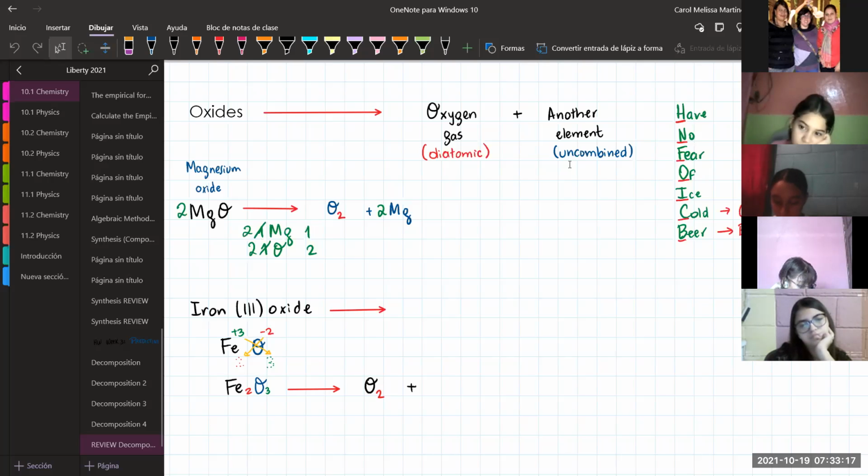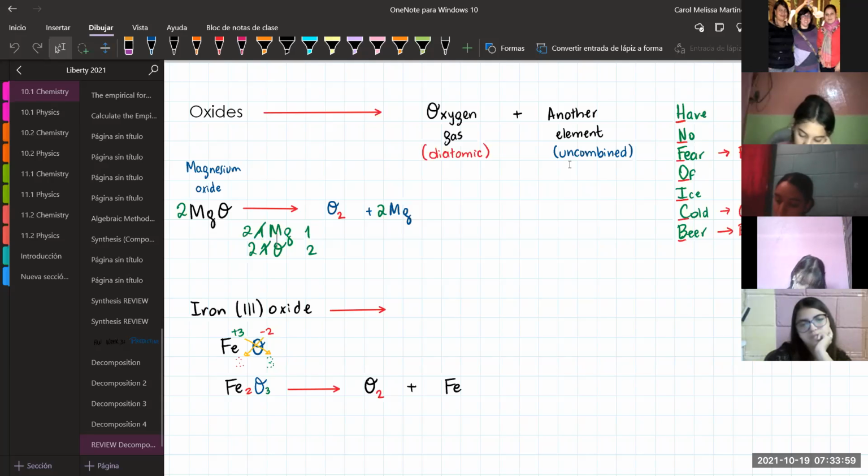Plus the other element, iron. Now, is iron diatomic? No. This F from here is just fluorine, not iron, okay? If it was fluorine, then yes. But no, this is iron, so you're going to write it like that. Uncombined, it doesn't have any subscript, okay?